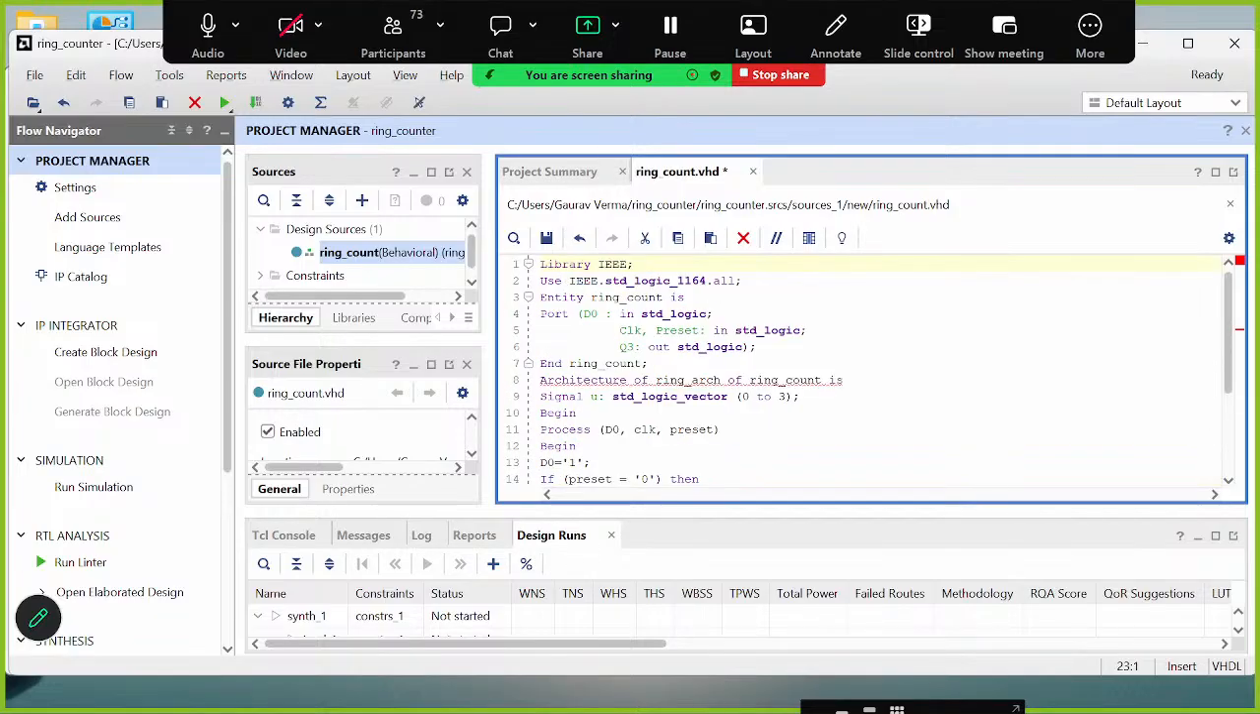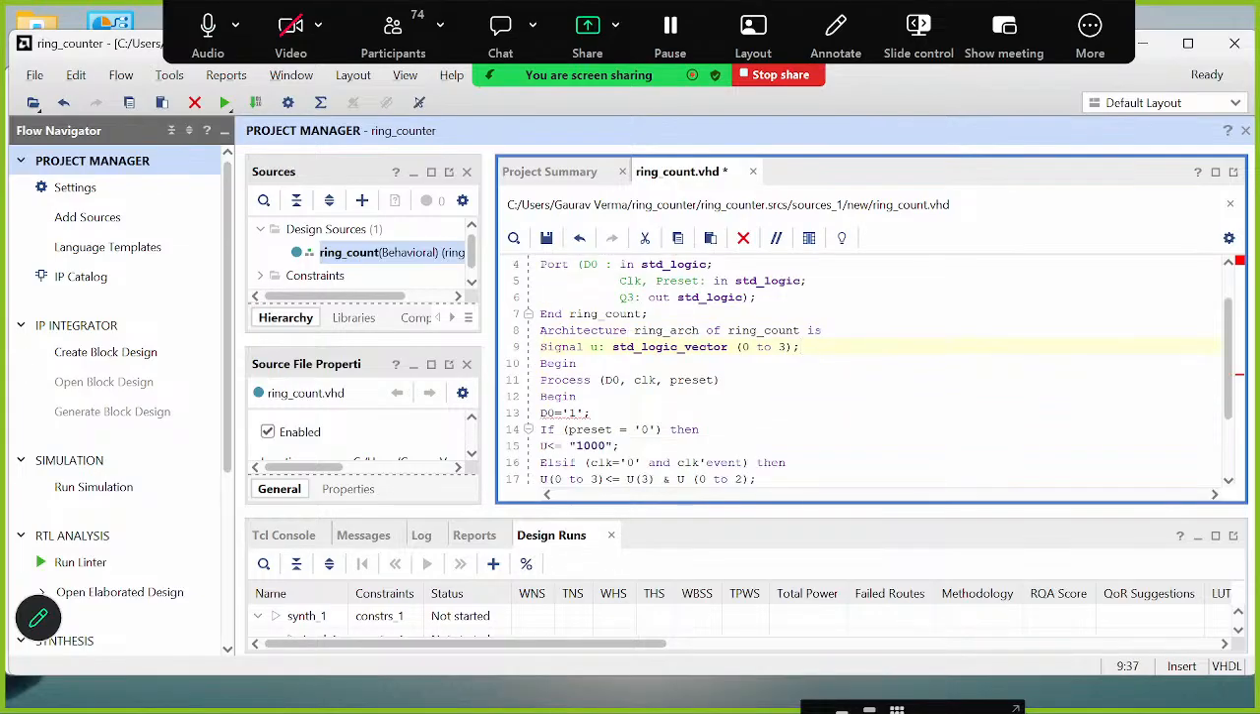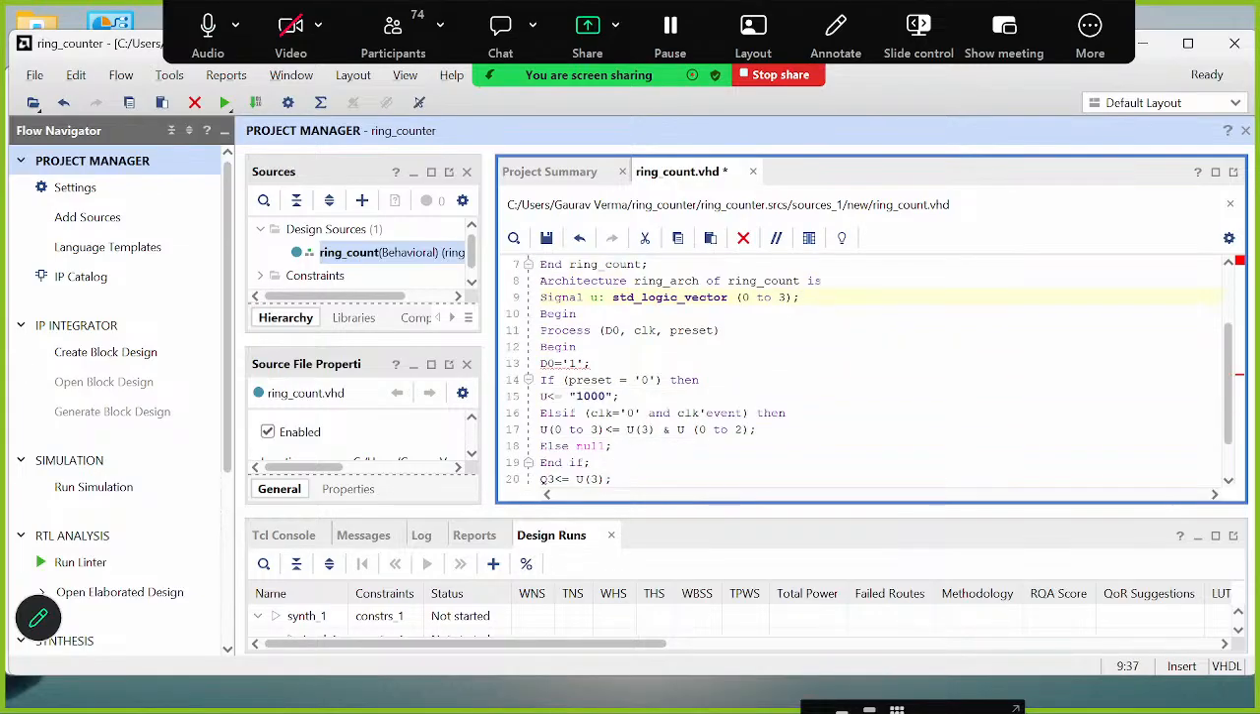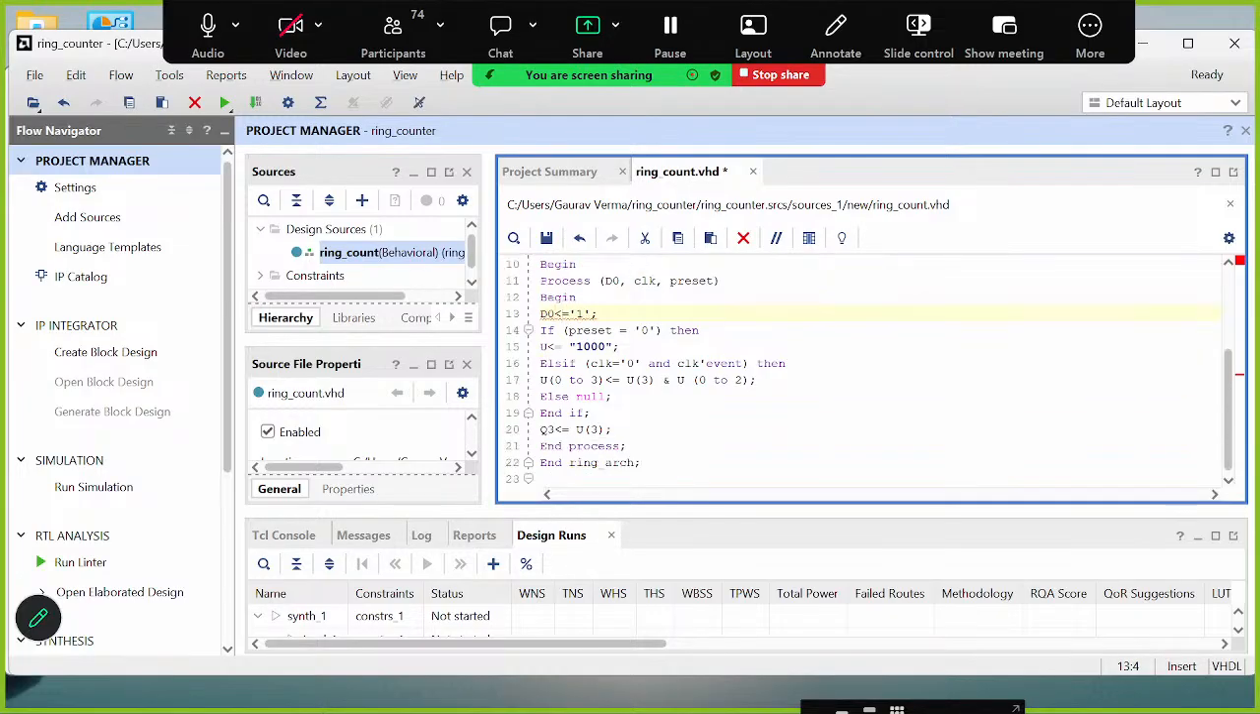Okay, you can see it is giving some error over here. Architecture, ring_architecture_of_count is, this is the correct definition. D naught is the input. So we have applied D naught, why is it giving an error? It should get a value of, okay. So these are some of the syntax errors, right?